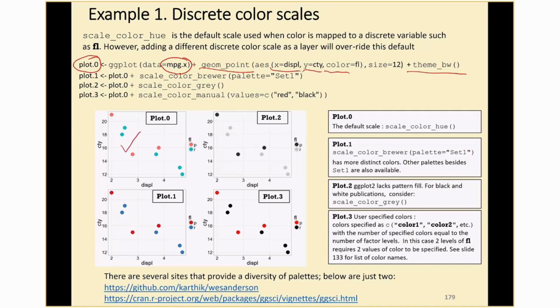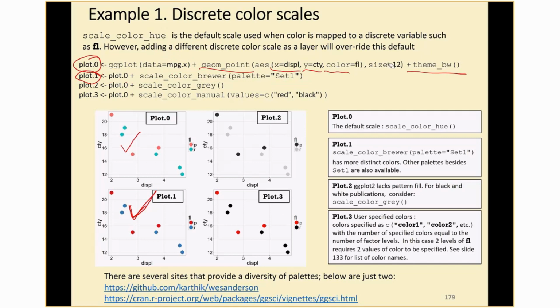Now I'm going to make plot 1. And plot 1 is going to start off with plot 0, and then it's going to add as a layer, and notice the font is entirely in Courier. You do it exactly like this. And you get plot 1 that has more distinct colors.